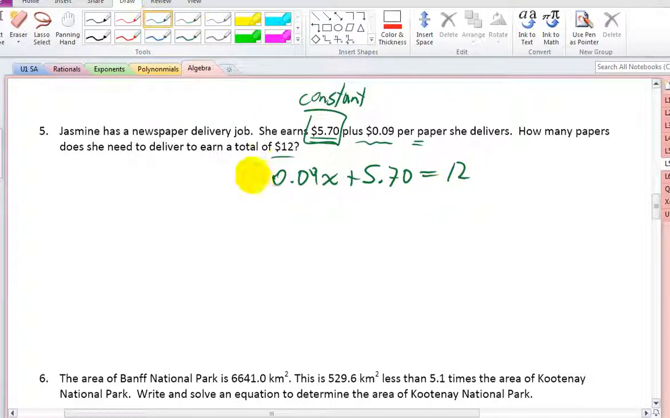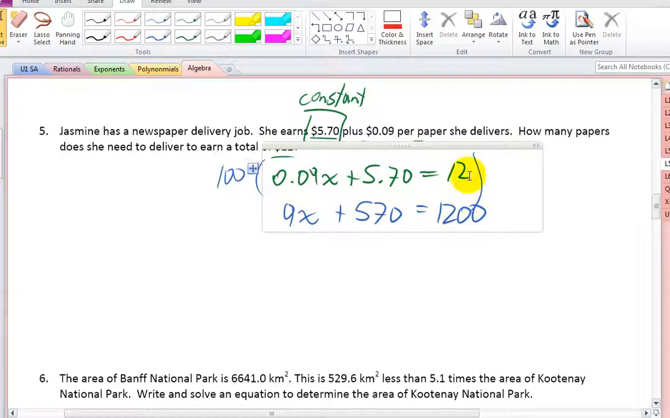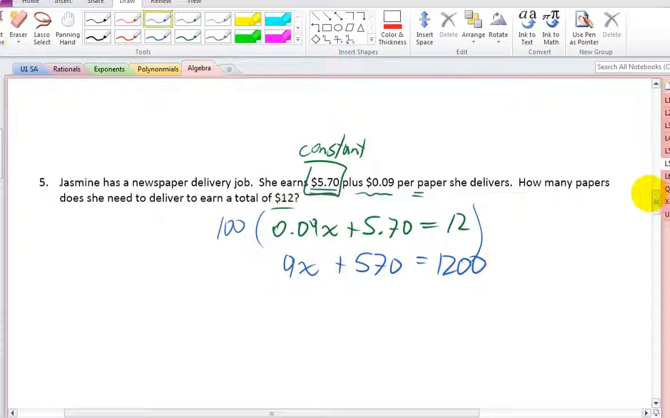Now, what's a good skill that we can use to get rid of our decimal? Multiply by 100. So we get 9x plus 570 equals 1200. Now you have no decimals. And in fact, you can probably do this close to without a calculator. Okay, it's a good skill to have. Writing helps you learn. Okay, so then you could solve for x. Any questions?